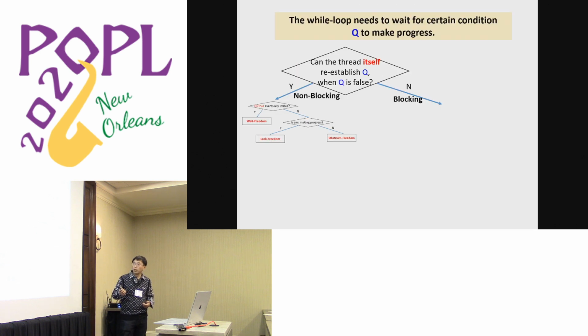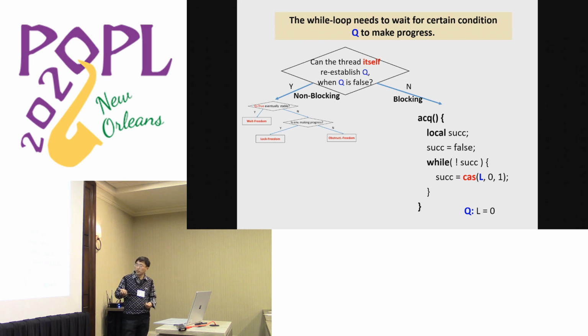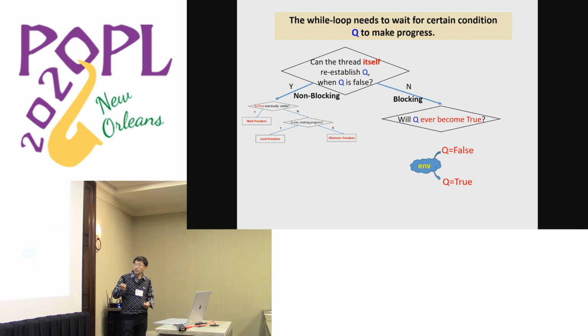And so this is about non-blocking, the left branch. If we look at the blocking algorithm, like this query example, the current thread itself cannot make Q true. It has to rely on the other thread to release the lock. So the question here is, will Q ever become true? Which means, will the environment ever turn Q from false to true, so that the current thread can be released and make progress? So this is essentially asking whether the blocking is temporary or permanent.